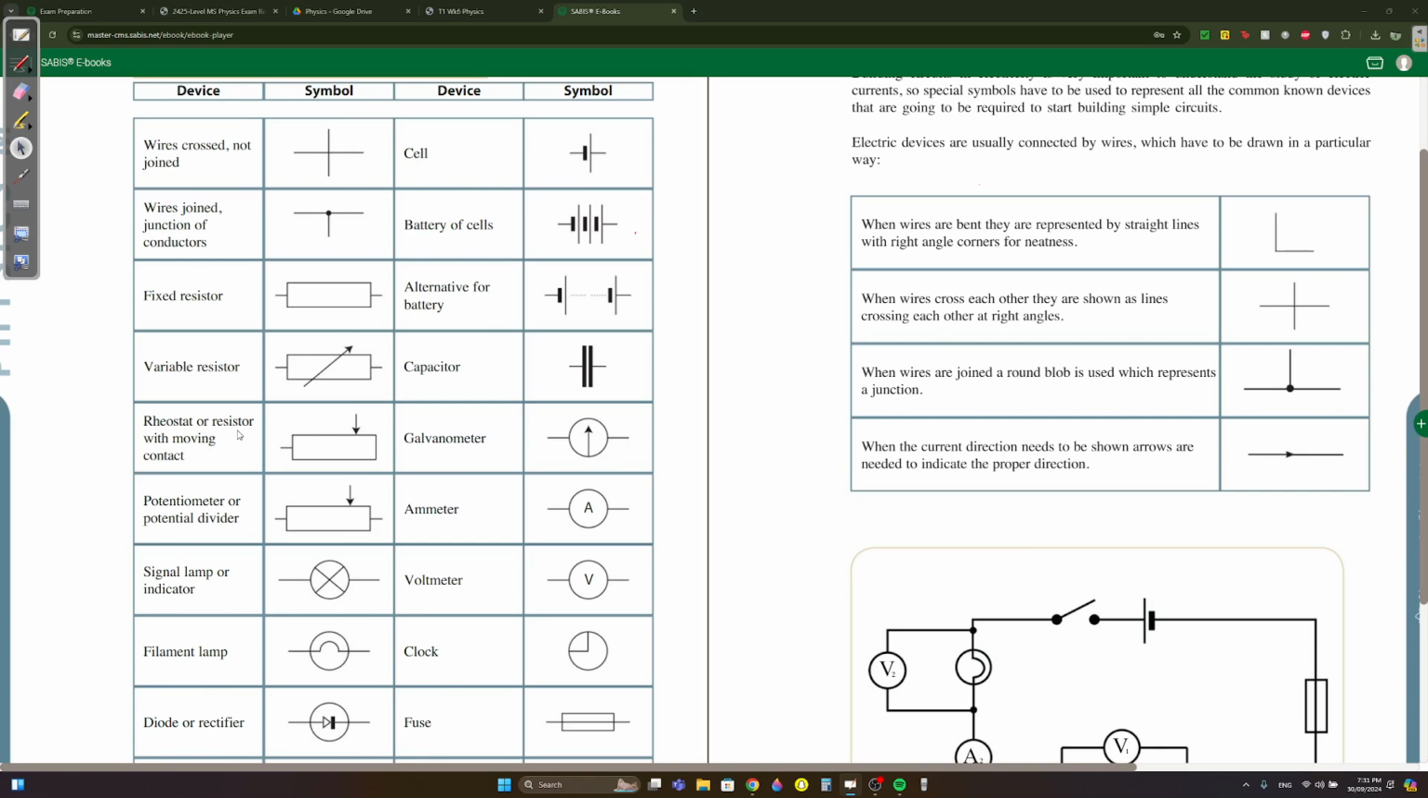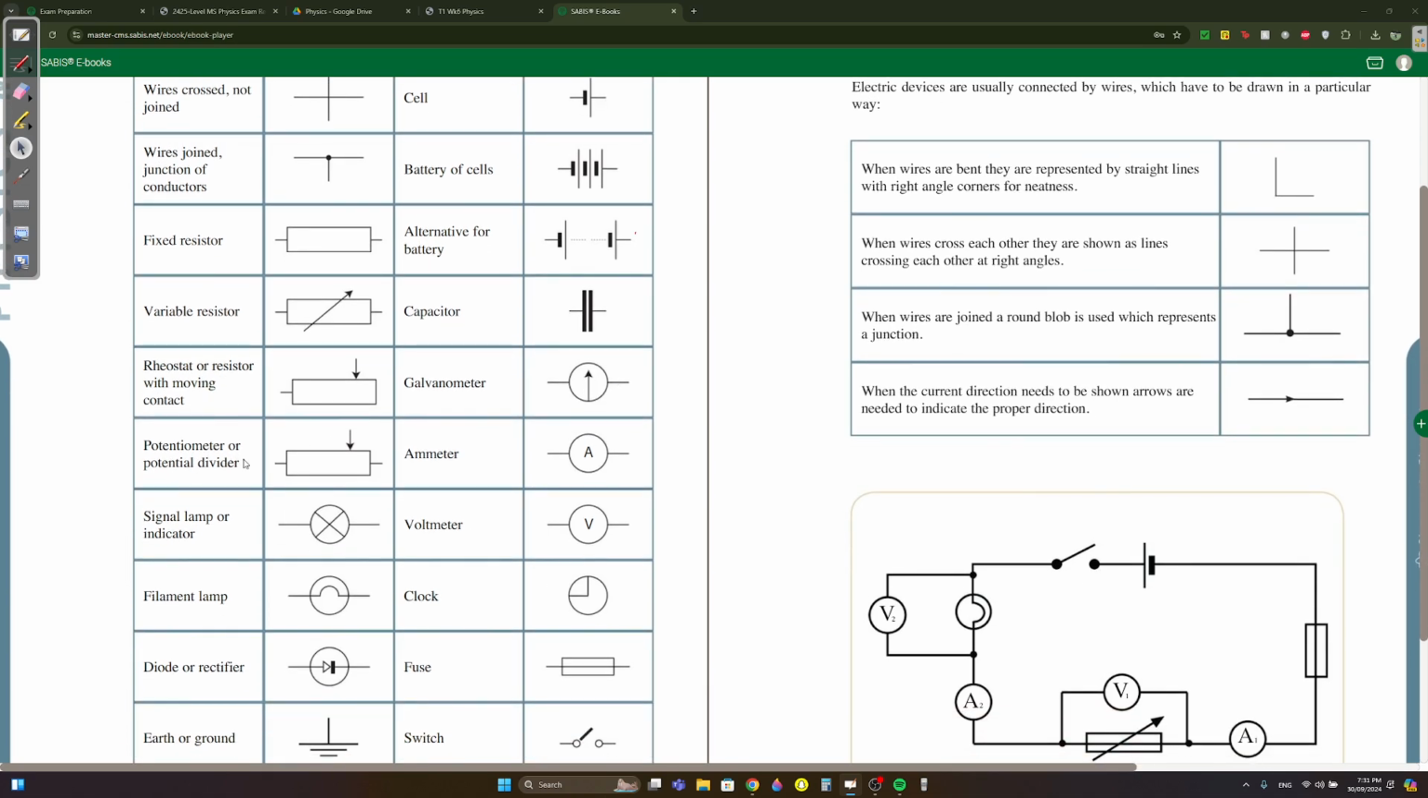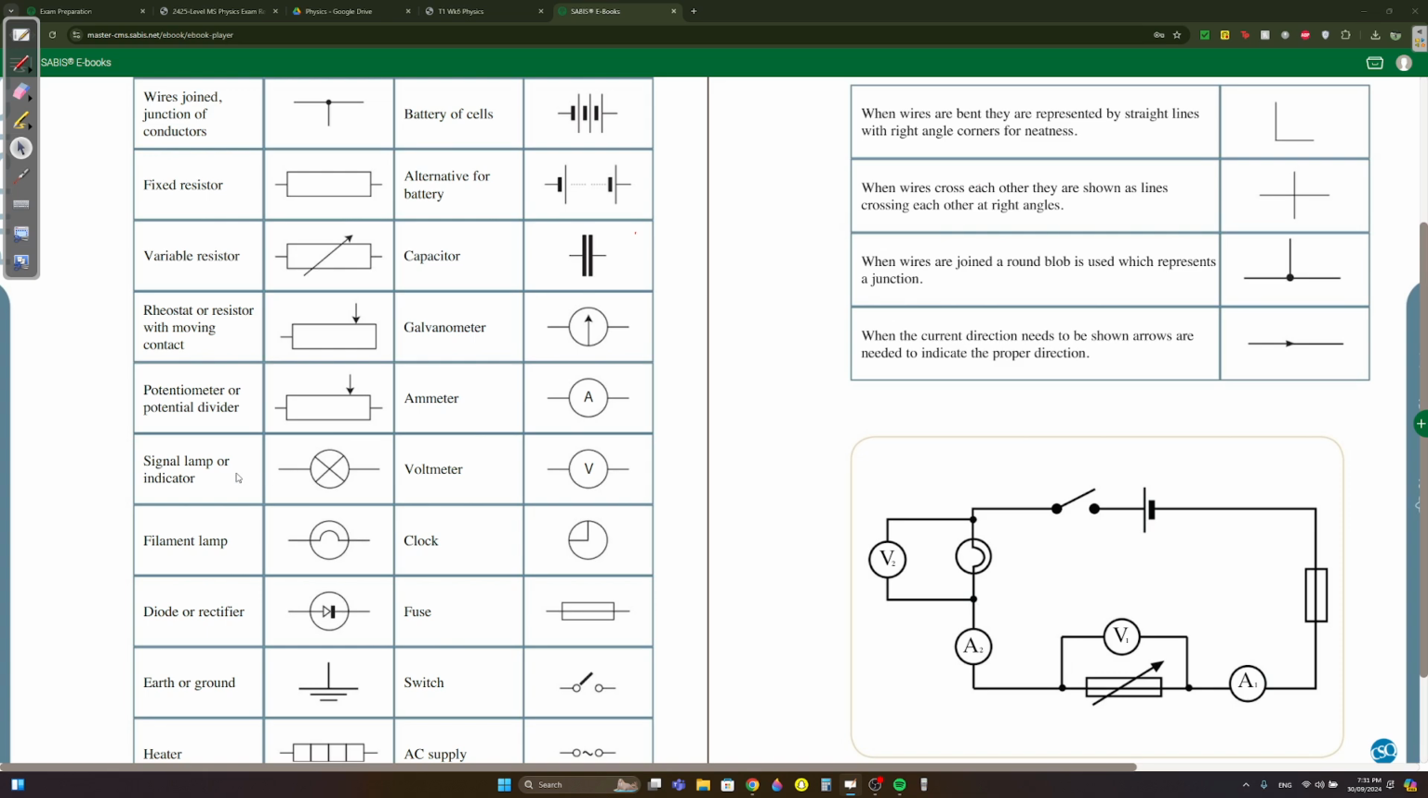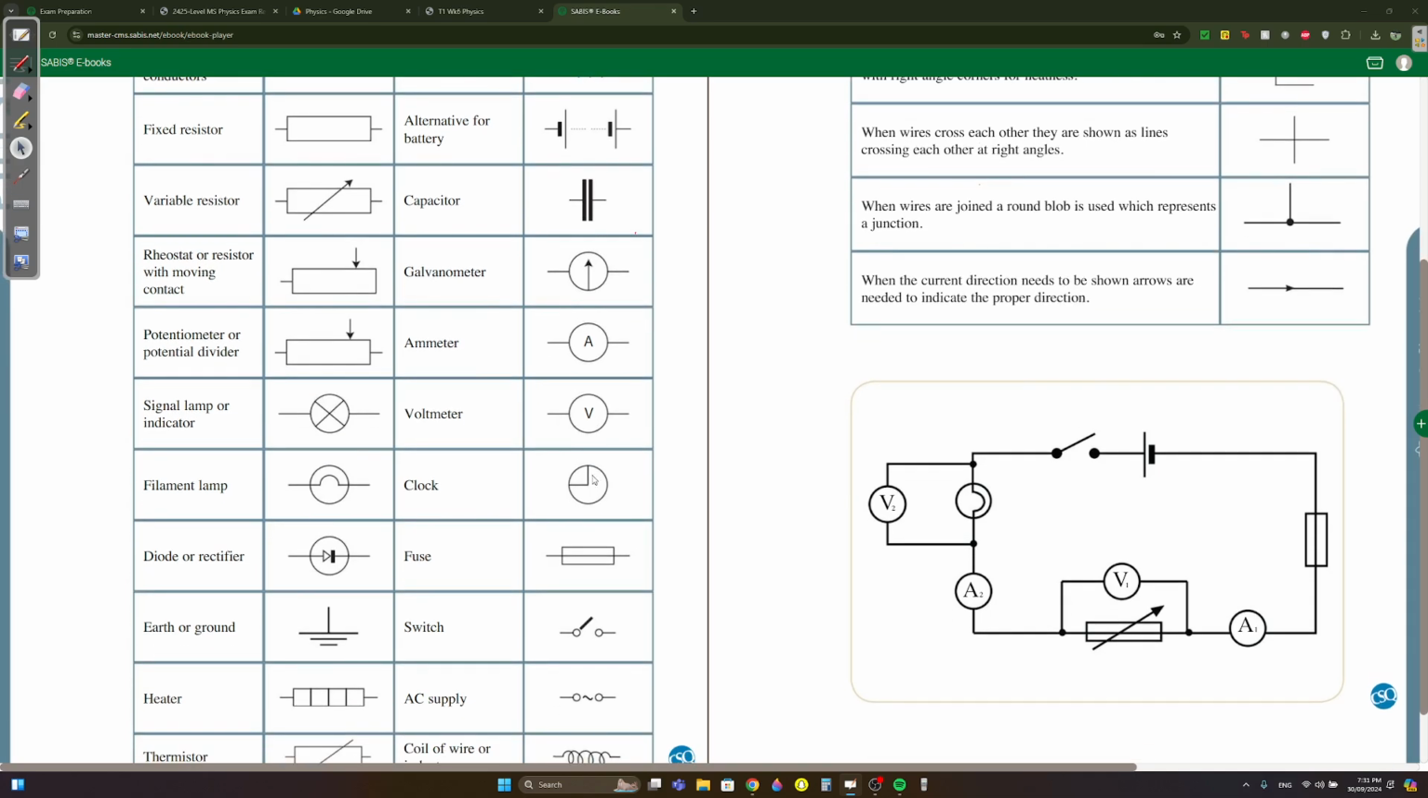This is a rheostat, or resistor with moving contact. Just memorize it. This is a variable resistor. This is a galvanometer. This is a potentiometer or potential divider. I don't see the difference between these two, but they don't ask these. They're not very popular. This is an ammeter, we all know it. Signal lamp. This is a lamp, and this is a filament lamp. This is a voltmeter. This is a clock.